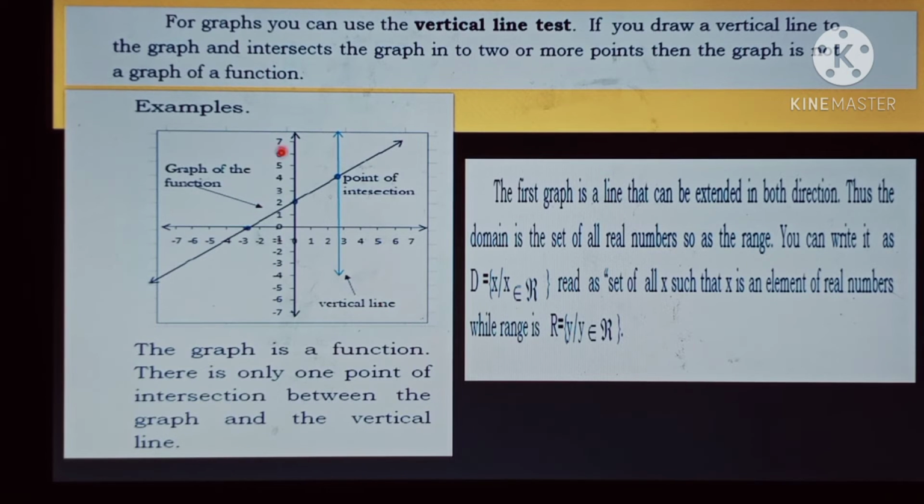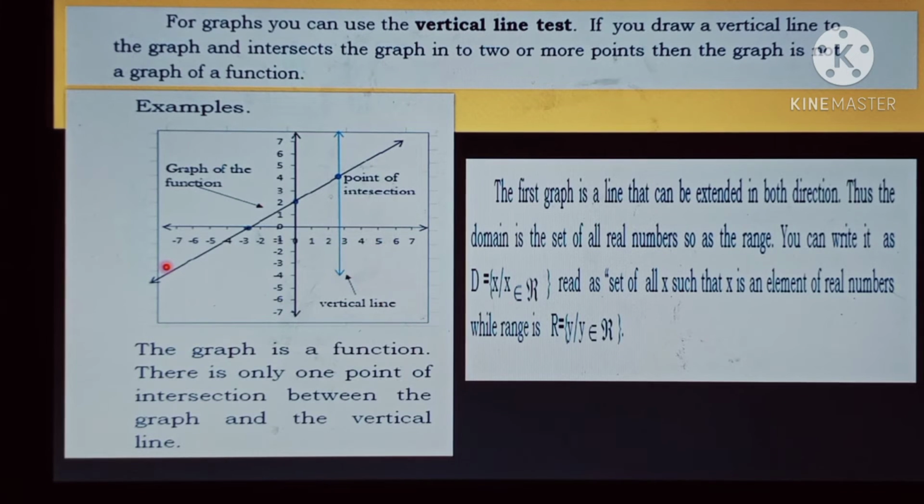So there is still one point. The vertical line test means that wherever you test the graph, if it intersects the vertical line only once, then the graph is a function. There is only one point of intersection between the graph and the vertical line. You can draw a vertical line anywhere on the graph. As long as there is only one point of intersection, it is a function.